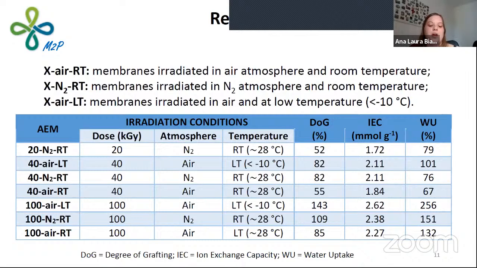Usually in the literature, samples are irradiated at room temperature and in air, in the presence of oxygen. Here we decided to irradiate in nitrogen atmosphere at room temperature, and also in air but at low temperature. We made a layer of dry ice and irradiated the samples on top of this layer. So the names here, just so you can follow, will always show the dose, so the X here is the dose, and then the atmosphere, air or nitrogen, and then the temperature, room temperature or low temperature. Here are the results of these membranes, but I'm going to explain them better in this next slide in a chart.